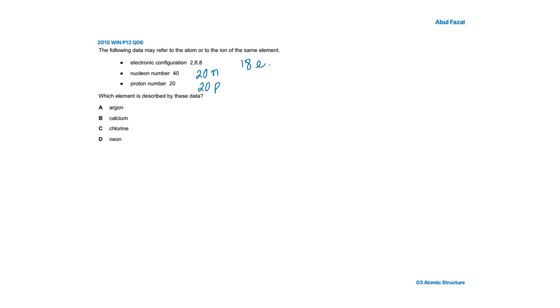I'm going to say argon, but let me open the periodic table. Indeed, by referring to the periodic table, I understand that this element, what we're talking about, is 18. One quick hint is that electronic configuration is given to you. You know where to find this element. It's going to be in group 8 or group 18, right? So we're talking about argon. The answer is A.